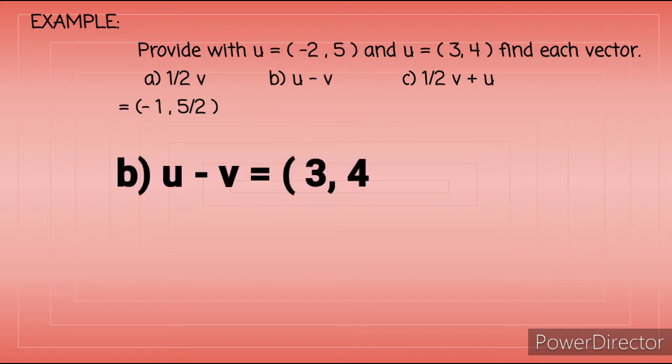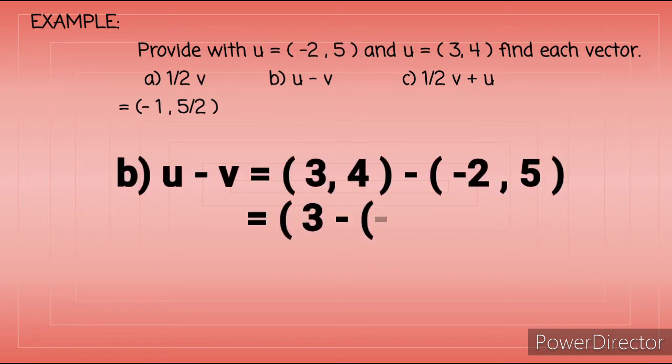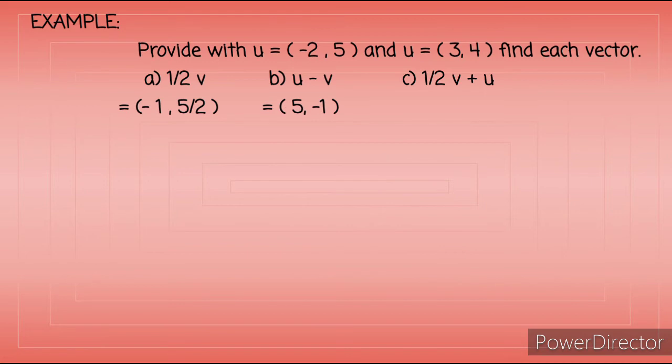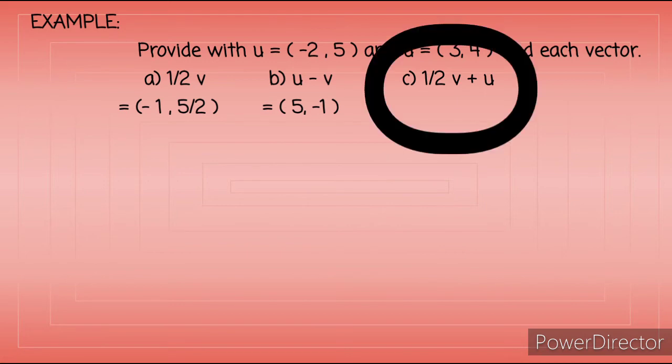By substituting the values of u and v, we get (3, 4) minus (-2, 5) is equal to (3 minus -2, 4 minus 5), which is equal to (5, -1). Next is C, 1/2 v plus u.